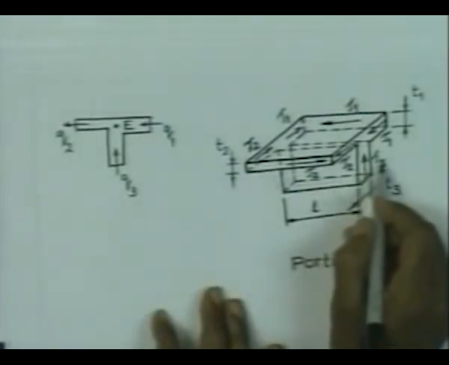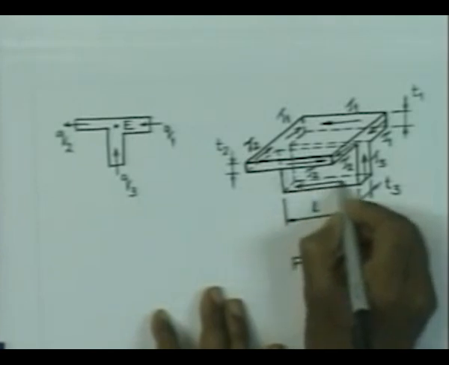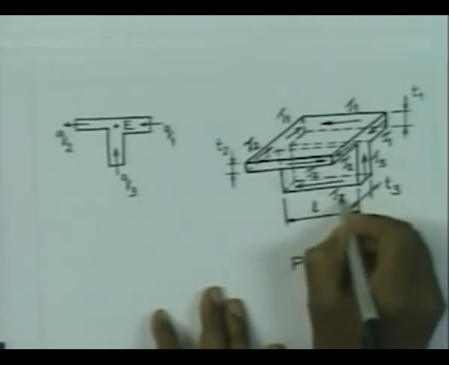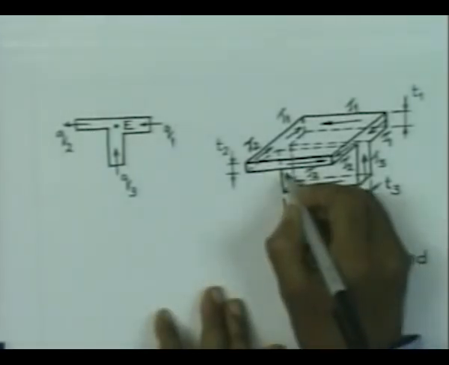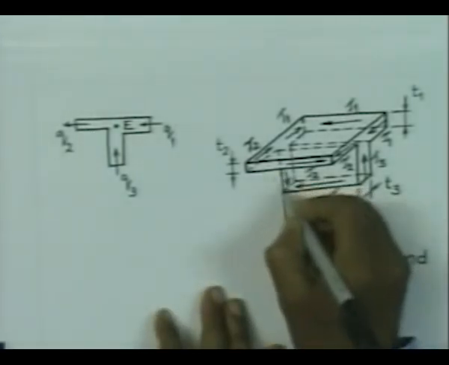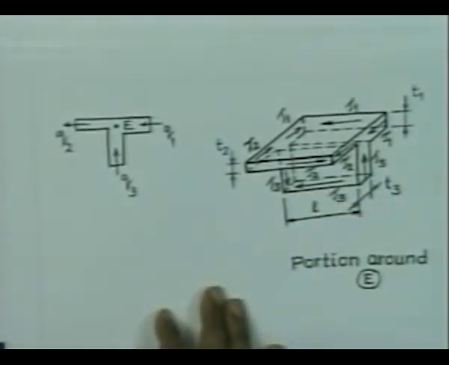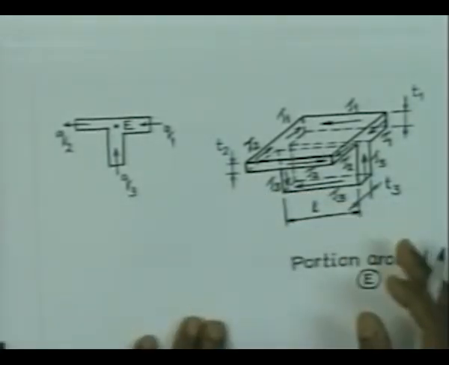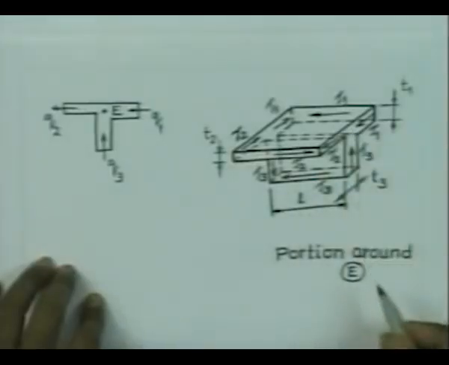Since this vertical face is subjected to shear stress tau 3, this bottommost face is also going to be subjected to shear stress tau 3 and it will remain constant, and this vertical face on the left is also going to be subjected to shear stress of magnitude tau 3. So, the stresses acting on all the faces are now shown here in this diagram. This is just around the point E.